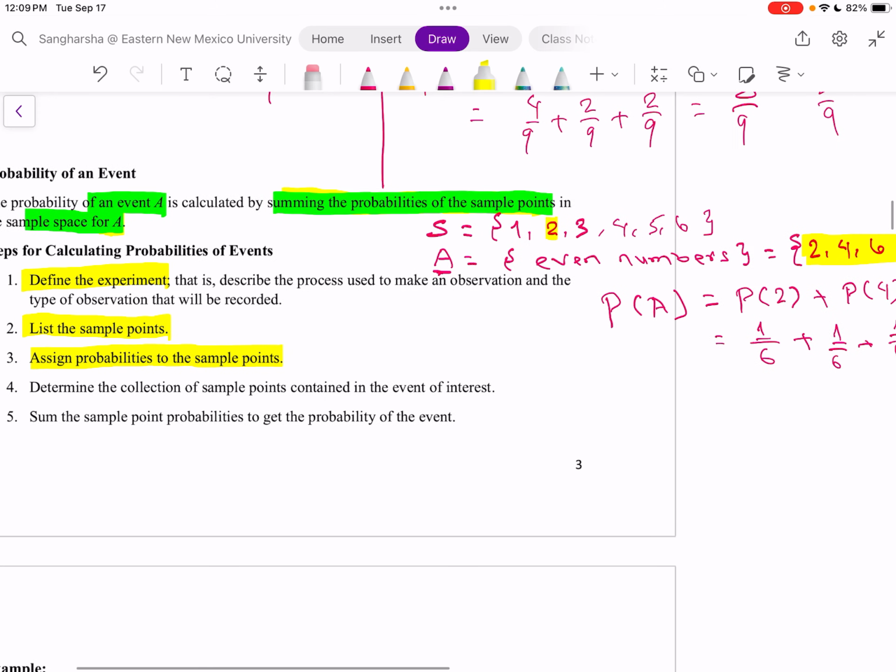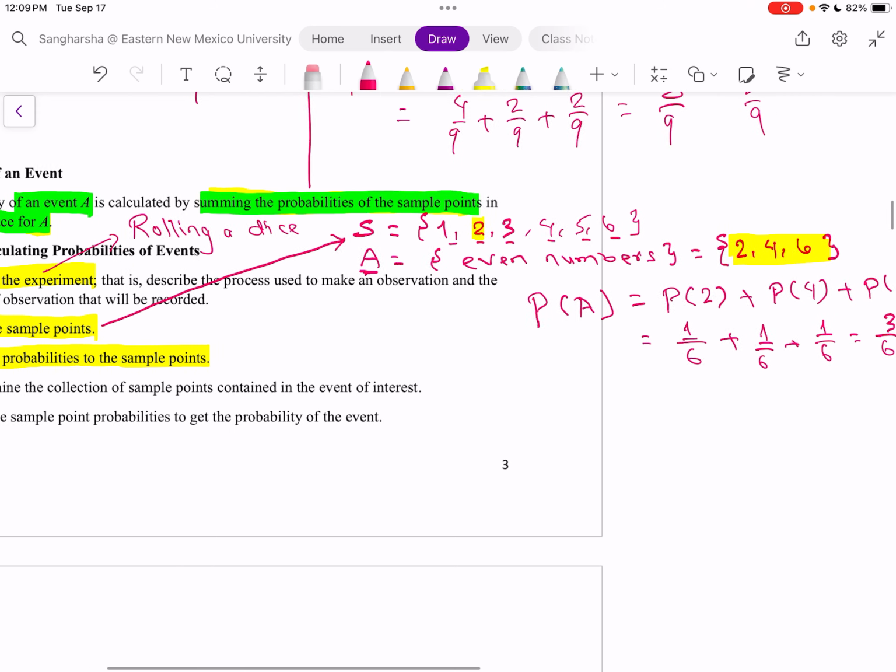Like here, for example, in this example, what is our experiment? Rolling a die, right? So rolling a die is the experiment here. And what are our sample points for this? The sample points are 1, 2, 3, 4, 5, 6. So we list the sample points. Then we assign probabilities to the sample points.